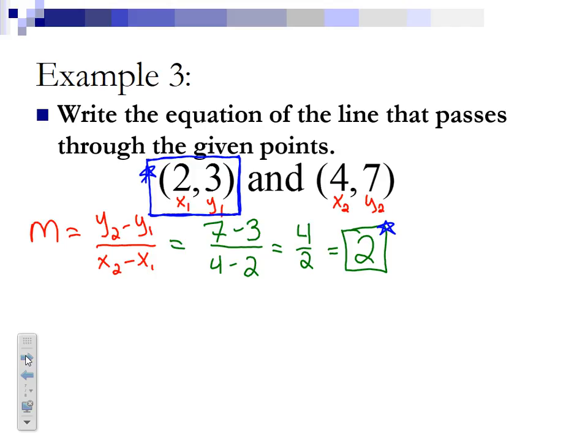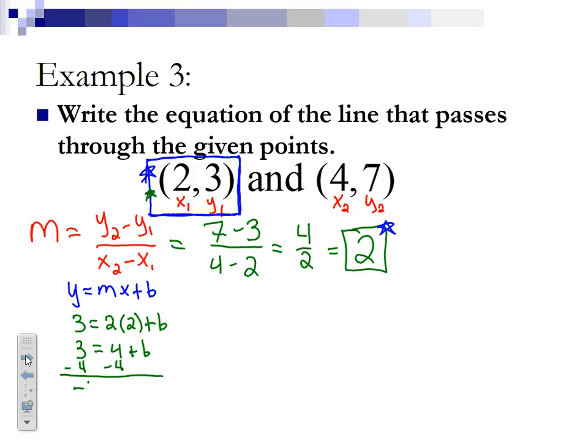So right here, I'm going to do y equals mx plus b. Plug in what I know. I know my y, because I'm using this point right here, is 3 equals, my slope is 2, my x is 2, plus my b. So I get 3 equals 4 plus b. Minus 4 on both sides, -1 equals b. So now that I have my b and my m, I can write my equation. My equation would be y equals 2x minus 1. So that's if you want to use slope-intercept form, y equals mx plus b.